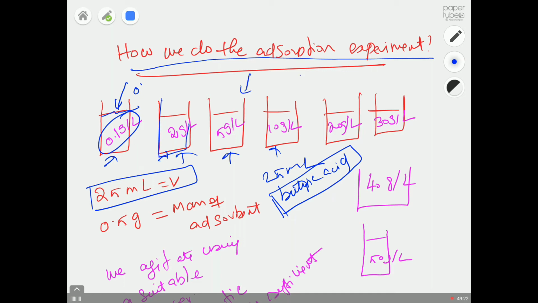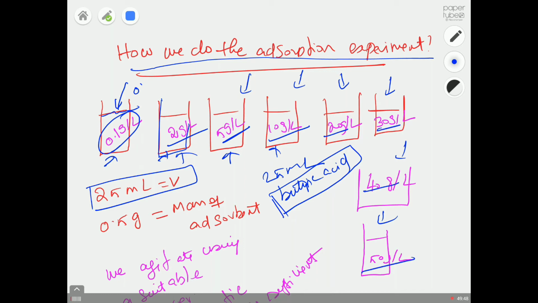So we add 25 ml, 25 ml, 25 ml in all these vials, and all these vials contain different concentrations of your solute material. The first one contains 0.1, second one contains 2 grams per liter, third one contains 5 grams per liter, fourth one contains 10 grams per liter, fifth one contains 20 grams, 30, 40 and 50 grams per liter.